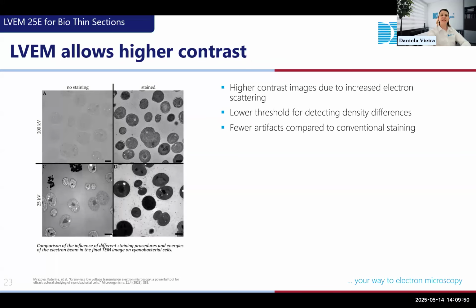And here I have an example showing the higher contrast compared to high voltage TEM. In the first picture, left and top, we have 200 kV without any staining. And the picture below it is at 25 kV, also without staining. So the high contrast is clear in this example, and it's due to increased electron scattering. So we see a lower threshold for detecting density differences and fewer artifacts compared to conventional staining.